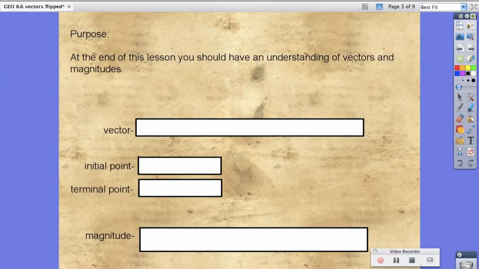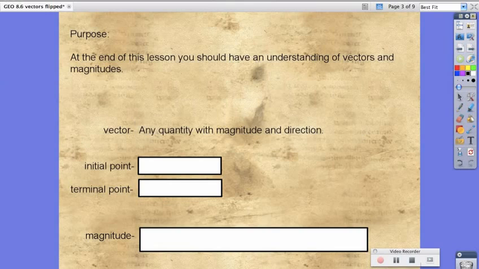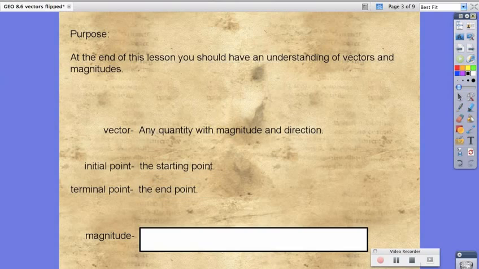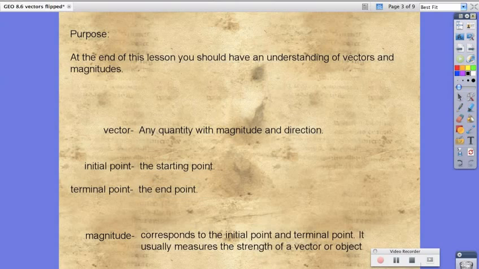Now, a vector is any quantity with magnitude and direction. The initial point counts as our starting point. The terminal point is the end point. The magnitude corresponds to the initial point and the terminal point. It usually measures the strength of a vector or object.